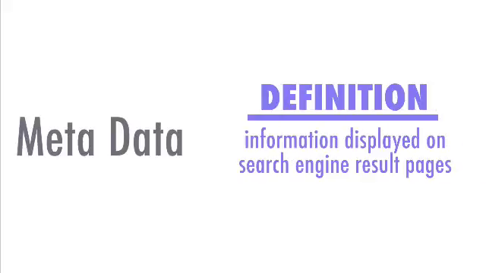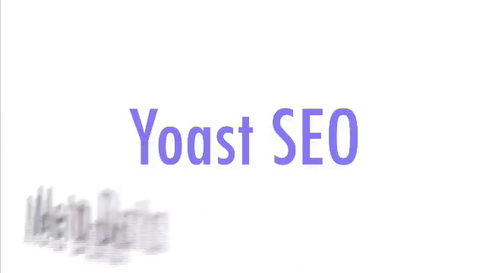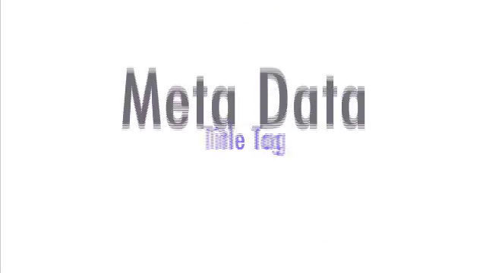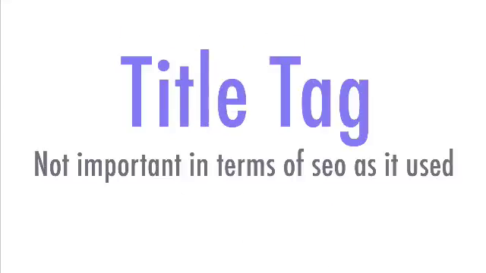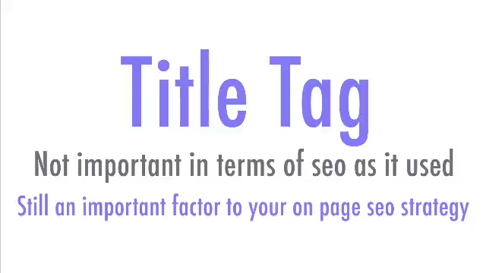Your metadata is the information displayed on search engine result pages. This can be controlled on a WordPress website using a plugin called Yoast SEO. Your metadata includes your title tag and a description. Your title isn't as important in terms of SEO as it used to be, but is still an important factor for your on-page SEO strategy.